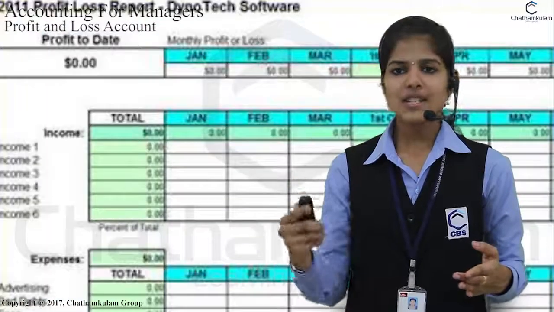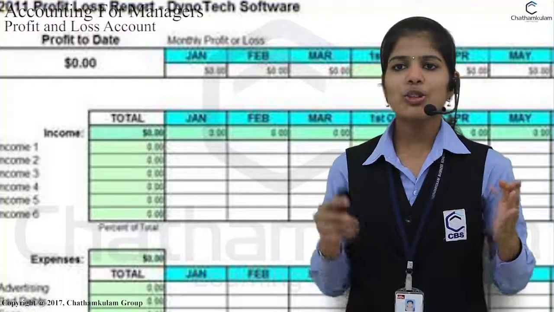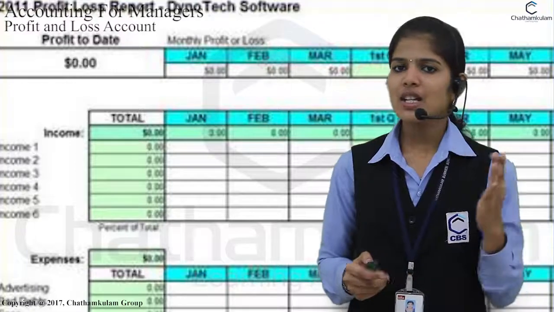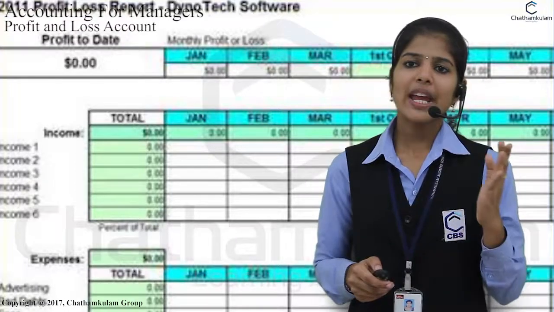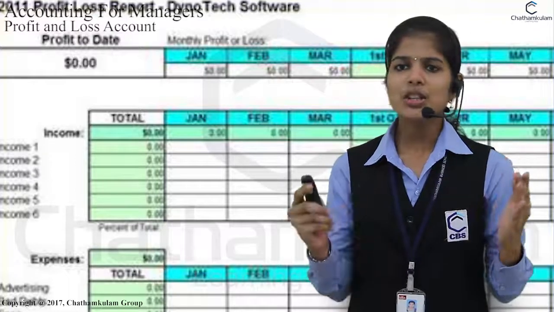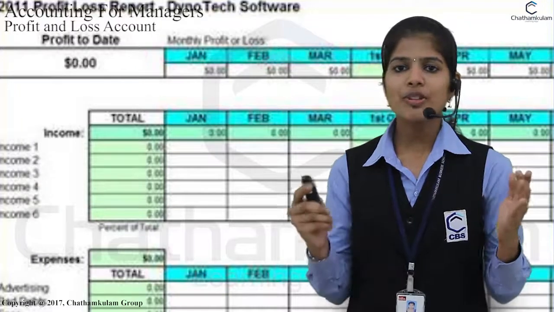Next, we discuss the profit and loss account. The trading account simply tells about the gross profit or loss made by a businessman on purchasing and selling of the goods. It does not take into account other operating expenses incurred by him during the course of running the business. All such expenses are charged to the profit and loss account.